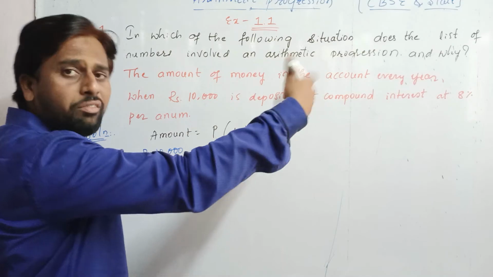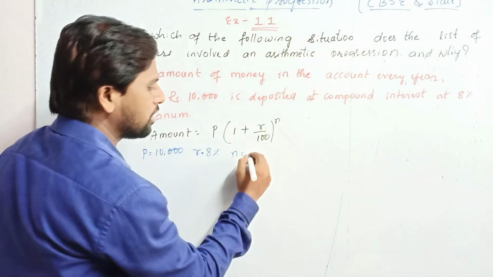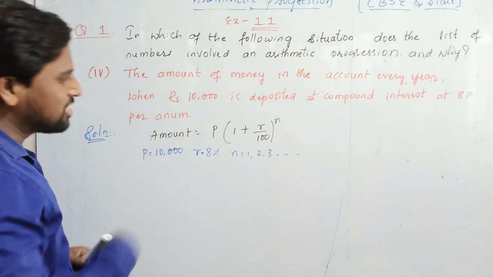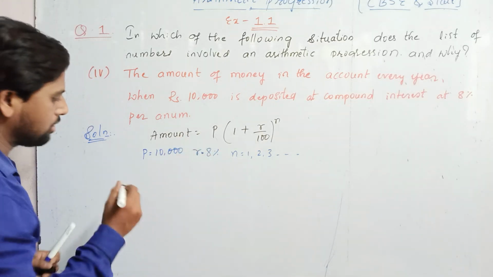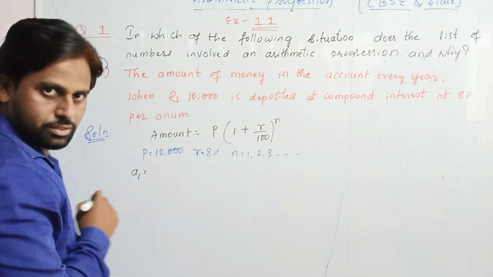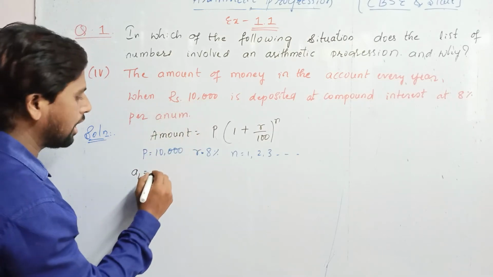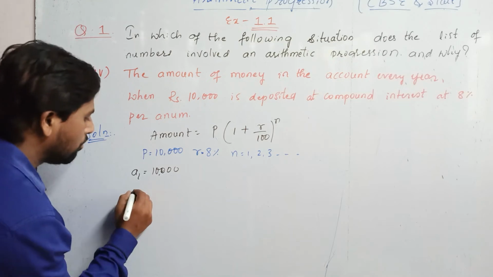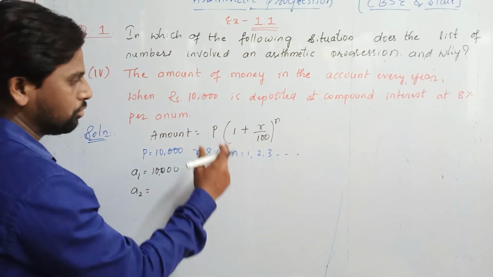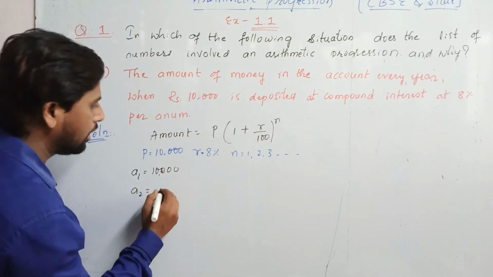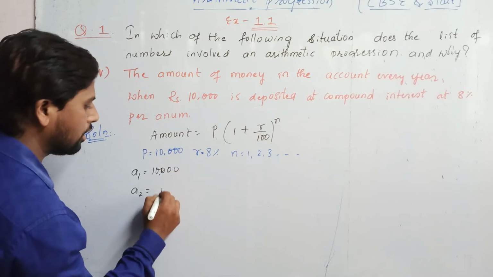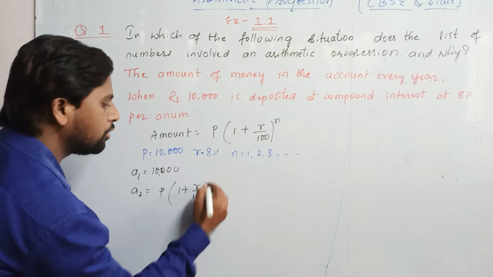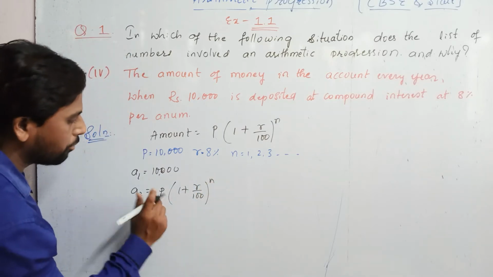So how many years? Every year. So we will take the initial year as 1 year, 2 years, 3 years, and so on. Okay, so let's start solving this problem. First, A1. A1 we already know, it is 10,000, it is deposited. For solving A2 we should use this formula, that is P bracket 1 plus R divided by 100 to the power n. So what is the principal here, students?